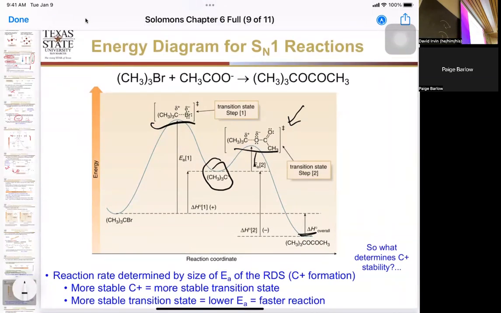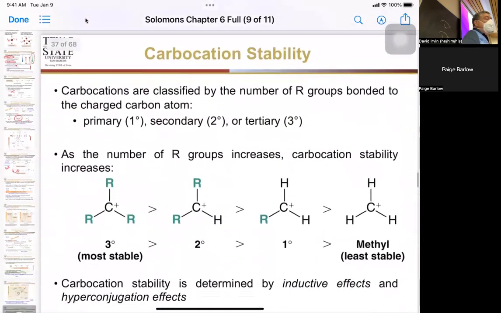If our intermediate is too unstable, we won't form it. So we're looking to form the most stable intermediate we can. Okay, so we're looking to form the most stable carbocation we can. So what stabilizes a carbocation? Turns out that the more substituted your carbon is, i.e. tertiary alkyl halide, the more stable the carbocation will be. Okay, so tertiary carbocations are most stable, followed by secondaries, followed by primaries, and methyls are least stable.